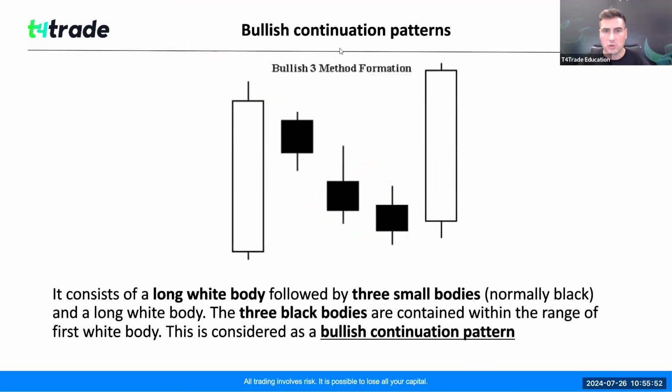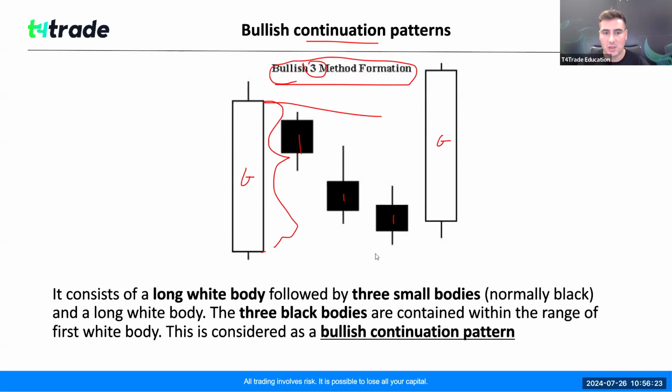Bullish continuation patterns. So completely the opposite. We're talking about 1, 2, and 3 bearish candles. They are in black. These ones you can call bullish candles or green candles. So the same scenario applies here. Long, big green candle followed by 3 small red candles, bearish candles. And 3 black bodies are contained within the range of this, so they do not exceed this trading range.